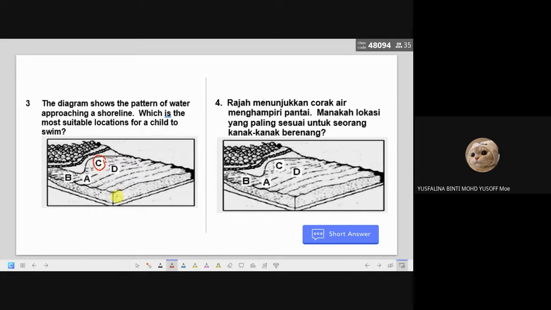Here the depth of the water will decrease. So the wavelength should become shorter, right? So it will become shorter. Then the refraction will occur.